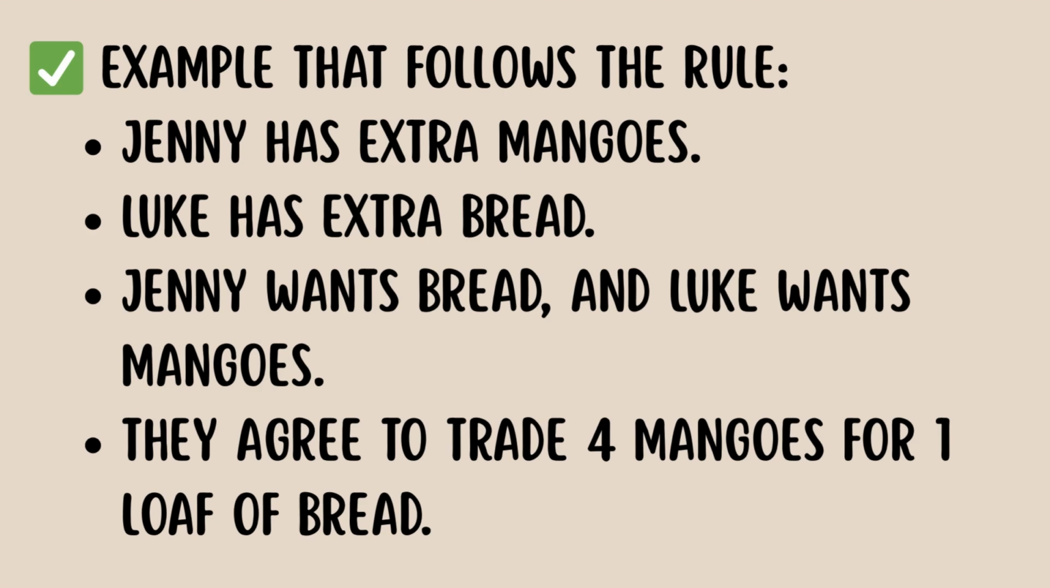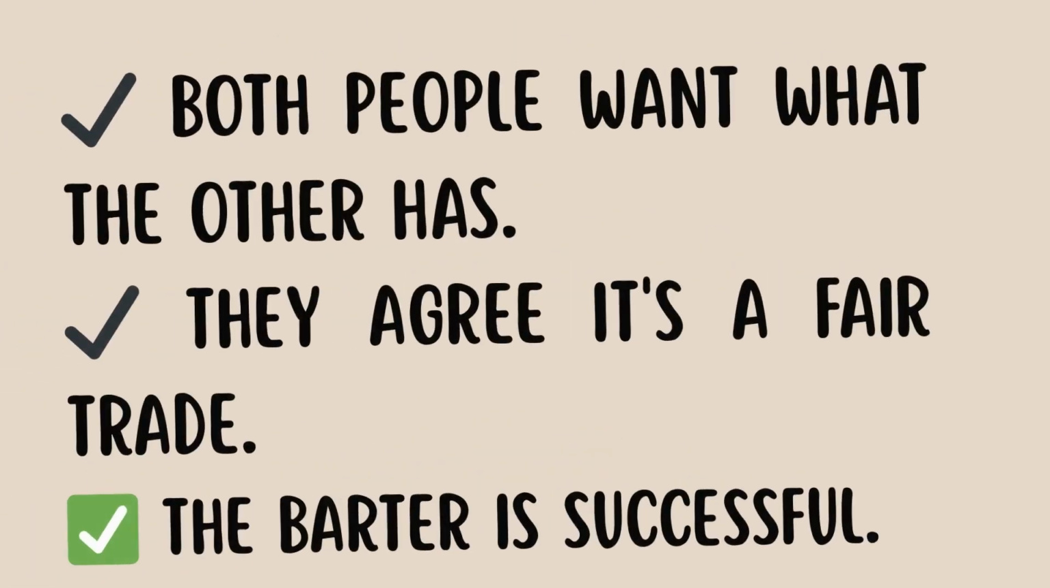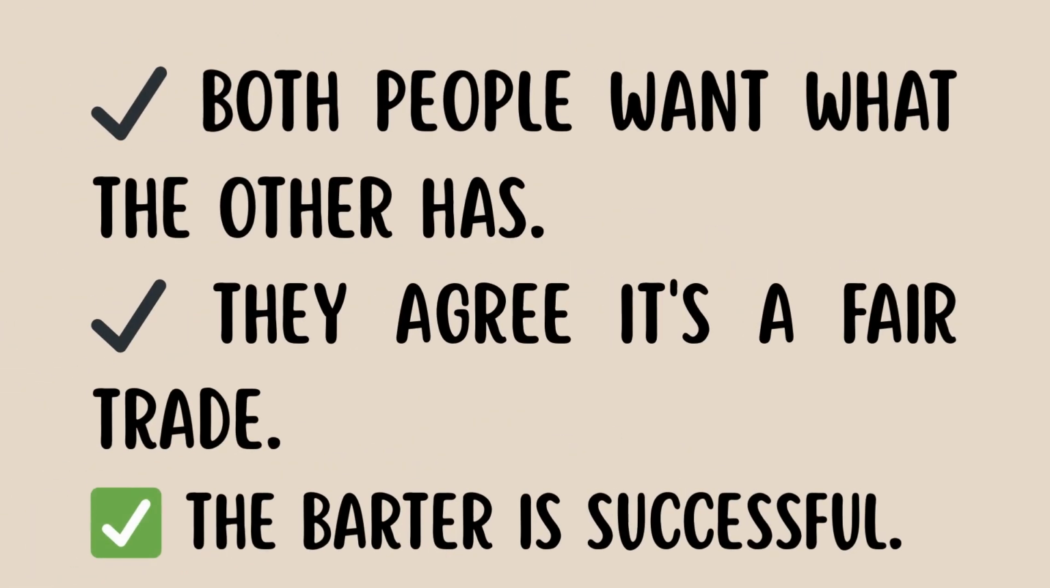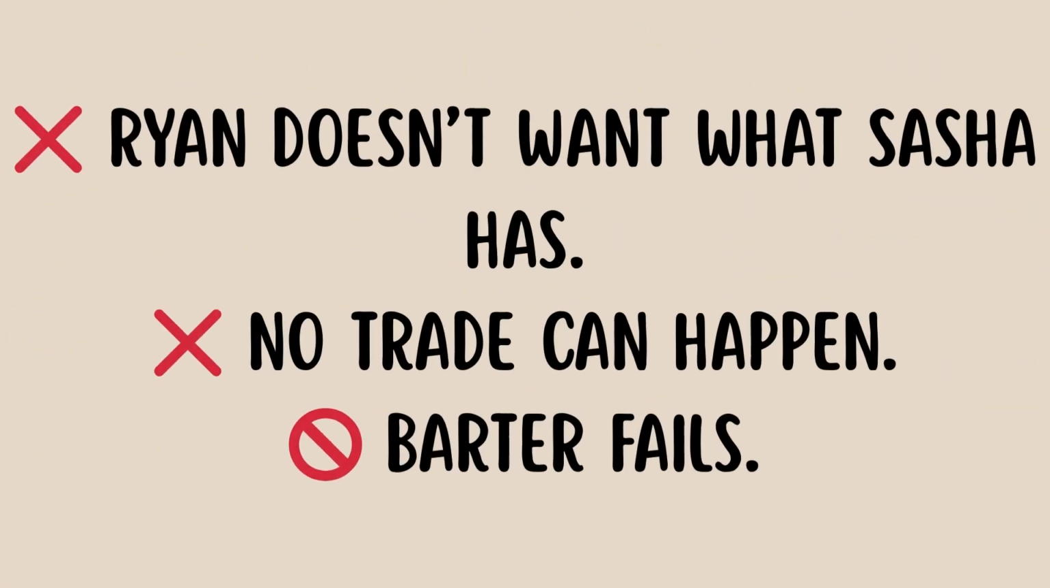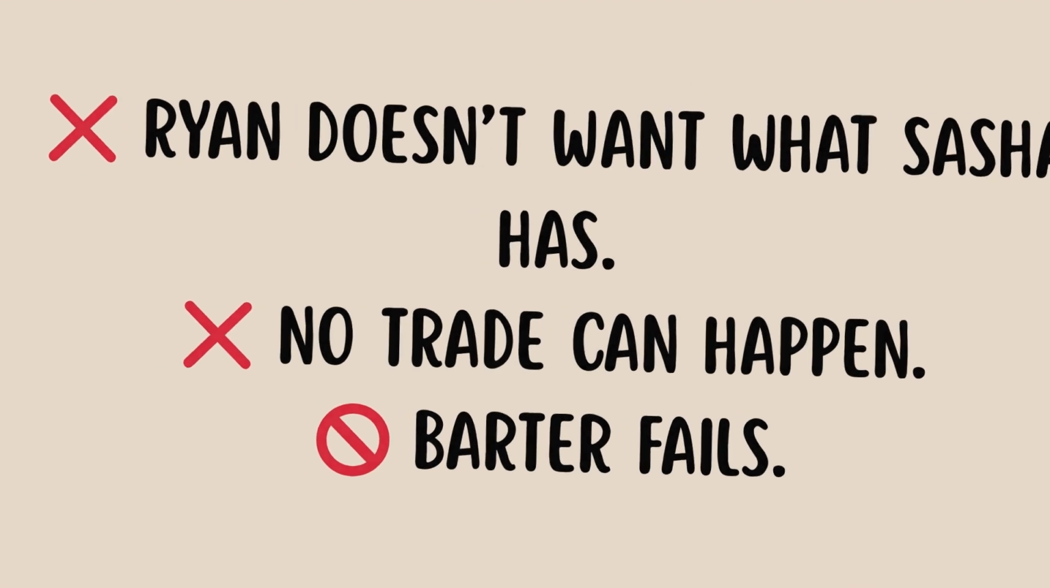Now, here's an example that follows the rule. Jenny has extra mangoes. Luke has extra bread. Jenny wants bread and Luke wants mangoes. They agree to trade 4 mangoes for 1 loaf of bread. As you can see, both people want what the other has. They agree it's a fair trade, and the barter is successful. Now, let's move on to an example that actually breaks the rule. Sasha offers milk to Ryan in exchange for a shirt, but Ryan doesn't need milk. He wants eggs. So, Ryan doesn't want what Sasha has. No trade can happen, and the barter fails.